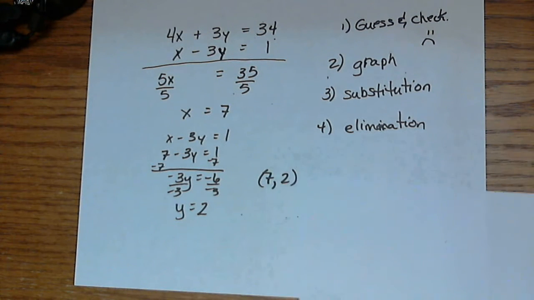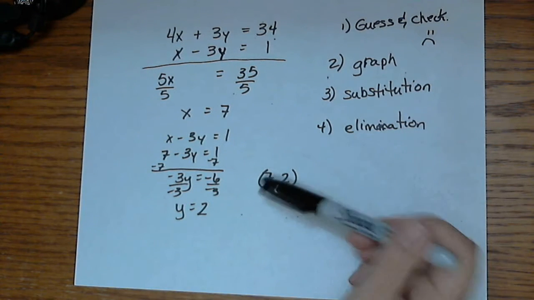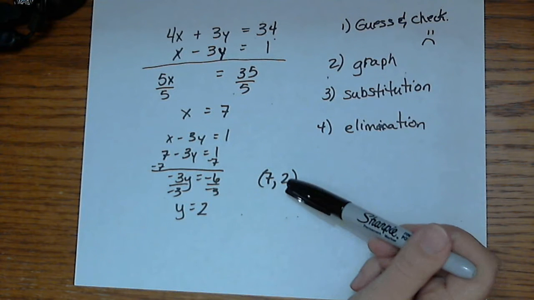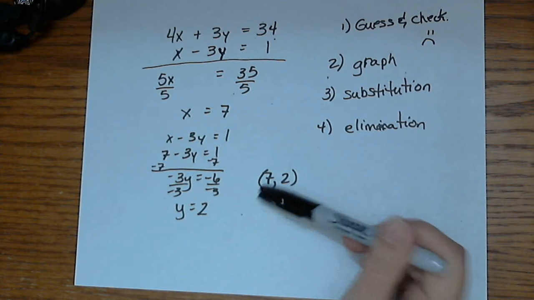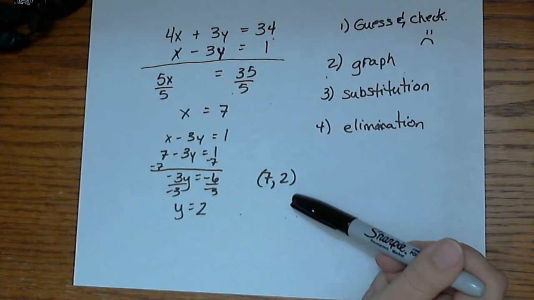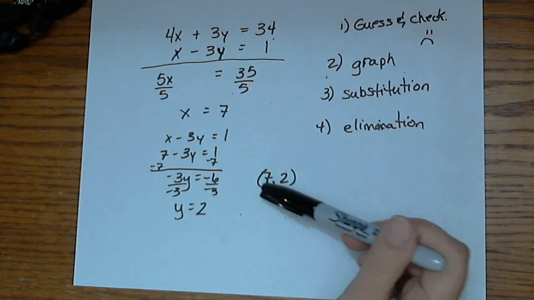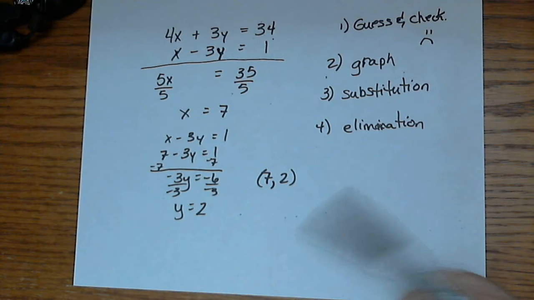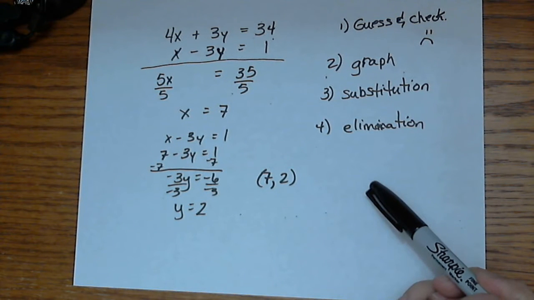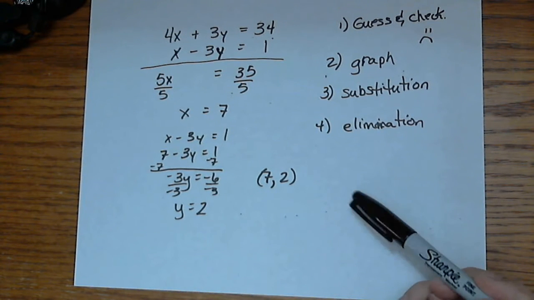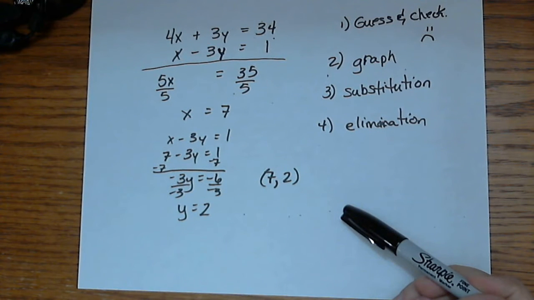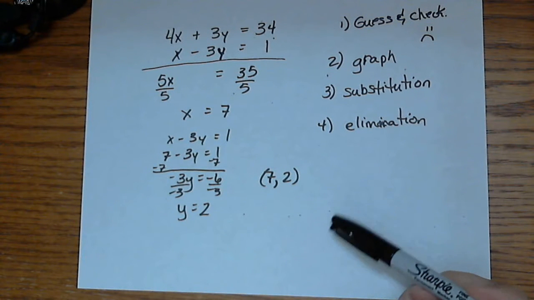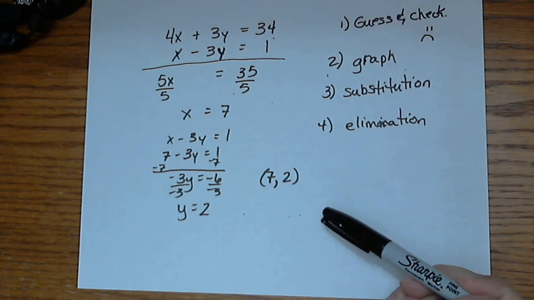Great. So our final answer ends up being x equals 7 and y equals 2. And since we have x and y, we can put it in ordered pair notation, because x always comes first. And we have our solution. That's how we solve it with elimination. Now, if I went through it a little bit too fast, you're welcome to pause the video, go back and listen to it again and see if it makes more sense.